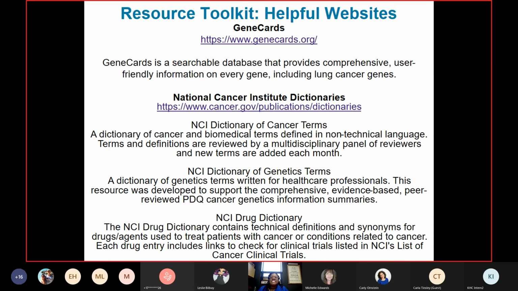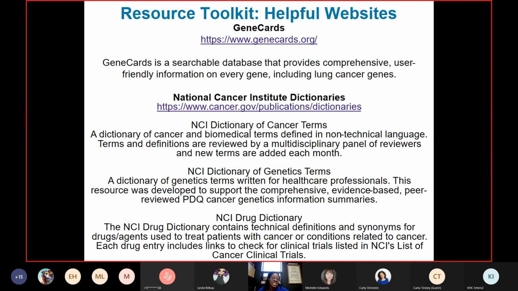So first, it's thinking about helpful websites. When we read these lung cancer articles, a lot of times there are terminologies and genes and things that we don't know. We don't know what a particular gene is or a particular protein. We don't know, is there a treatment for this? What does this mean? And there's a really handy dandy website called GeneCards.